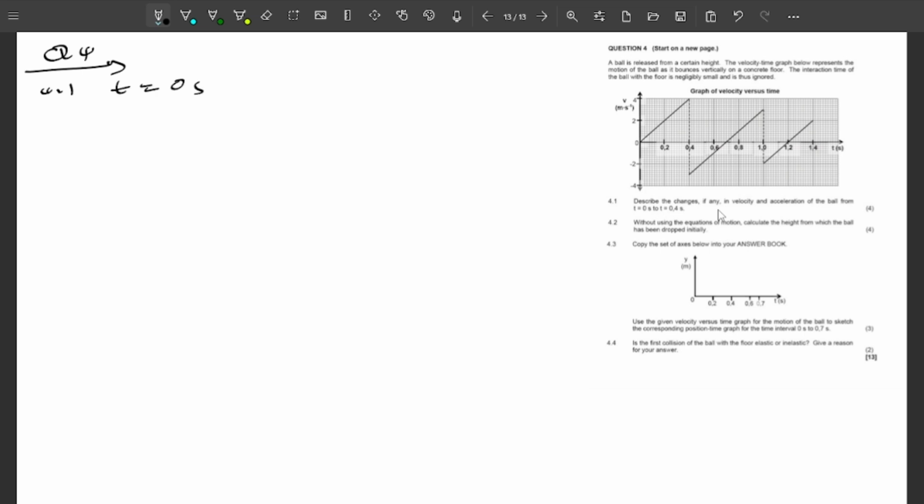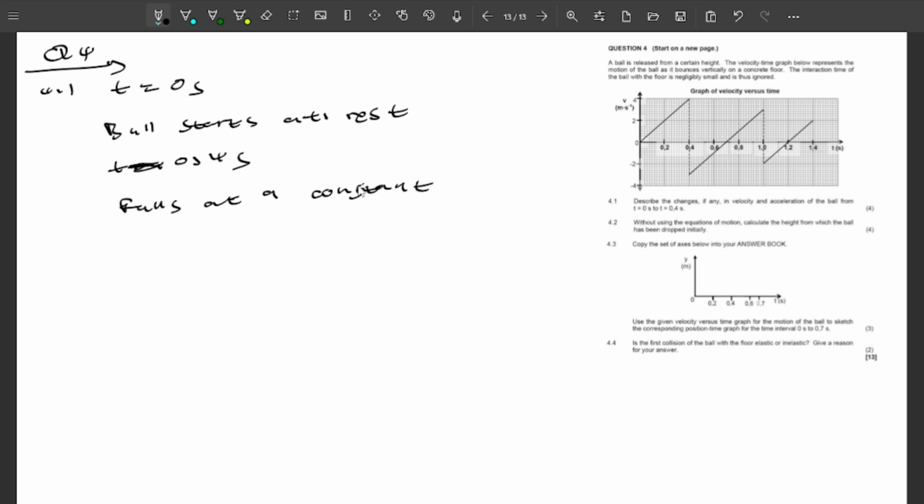So the time is 0 seconds. At 0 seconds, what can be said? At 0 seconds, the ball starts from rest. So this is when the ball starts, right? And at t 0.4, it falls at a constant acceleration.